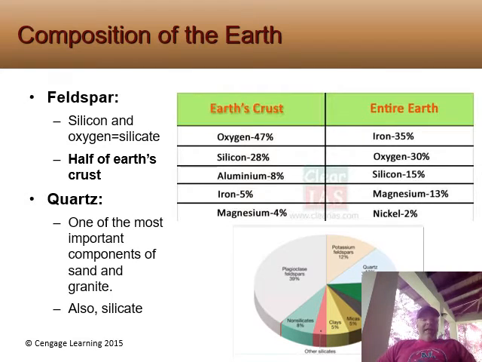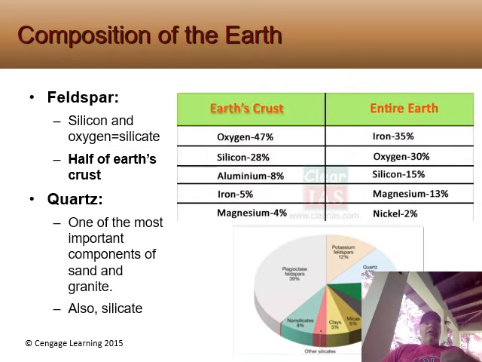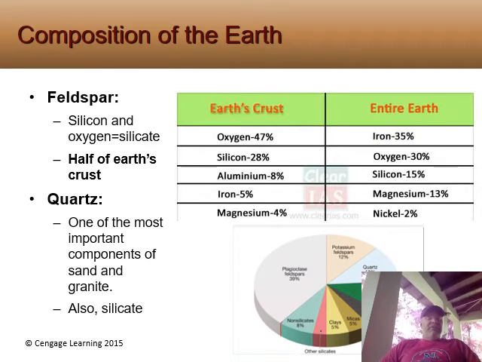All right, so about half of the Earth's crust is made up of this mineral called feldspar. Feldspar is a mineral that's comprised primarily of silicon and oxygen, which makes it a silicate. So, various combinations of Si and O. Another important component of the Earth's crust is quartz.